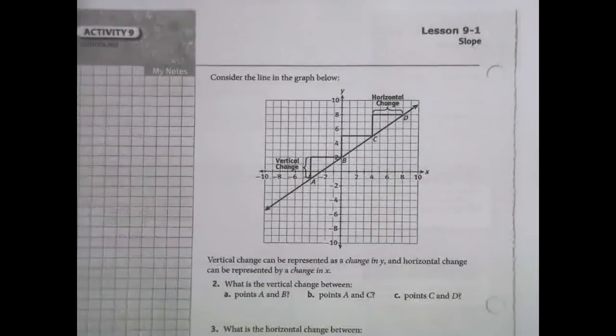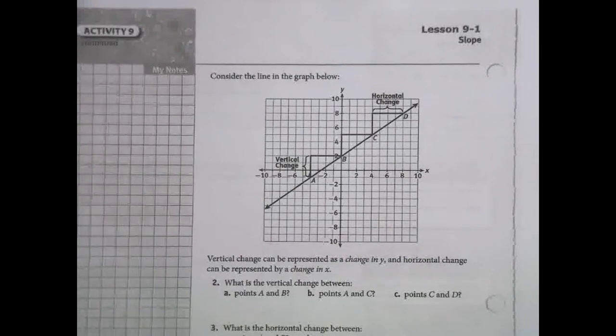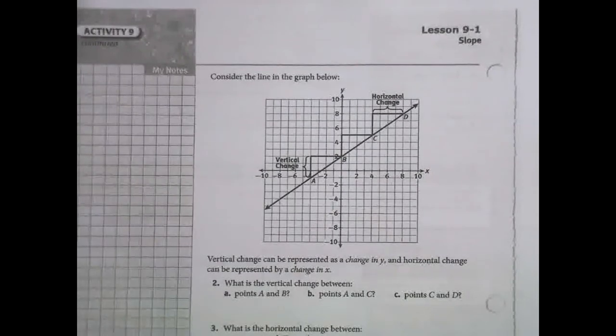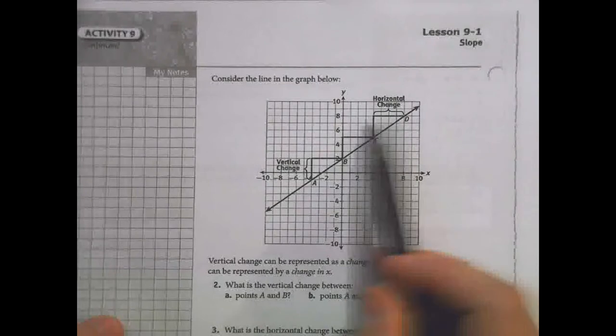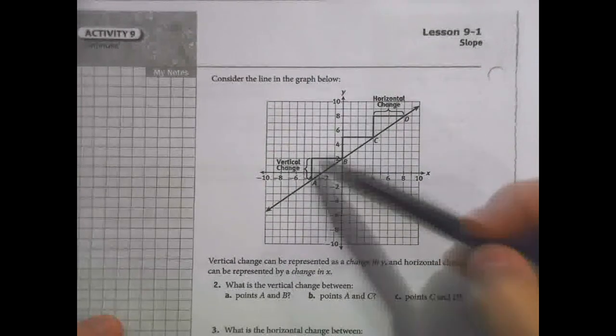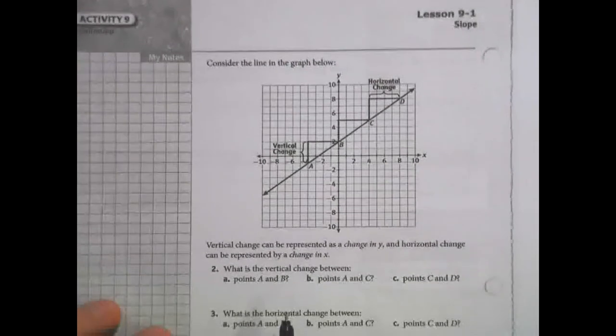Alright folks, we're going to talk about slope. When we talk about slope, we're talking about change in our incline or decline of a line. So we talk about vertical change and horizontal change. Our horizontal change is our left to right change, and our vertical change is our up down change. In order to talk about the vertical change between points A and B and the horizontal change between those points, we need to know where these points are first.